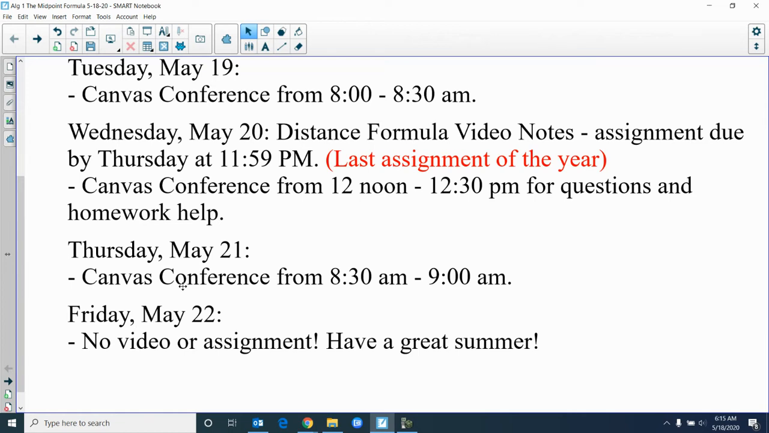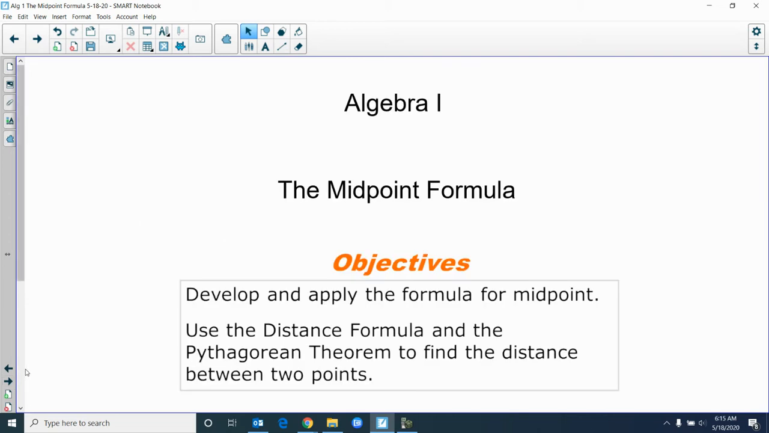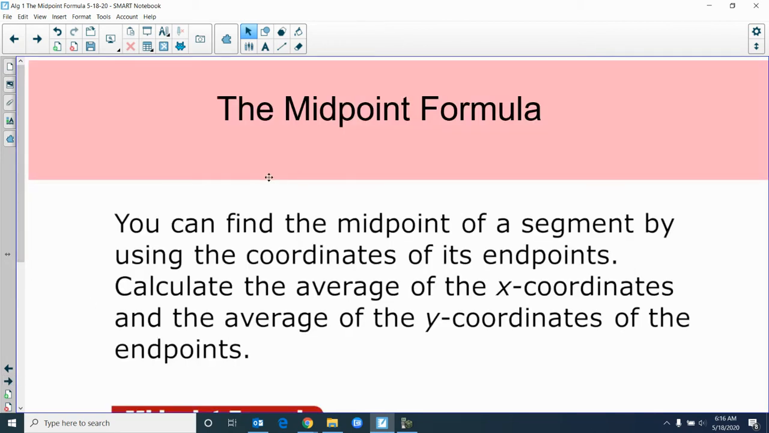All right, guided notes are there. Print those off, fill those in as we go through here. So here's what we got. We want to develop and apply the midpoint formula, and then we'll get to the distance between 2 points. That's going to be on Wednesday. As you take a look here, midpoint is exactly what it sounds like. It is the point halfway between two given points.